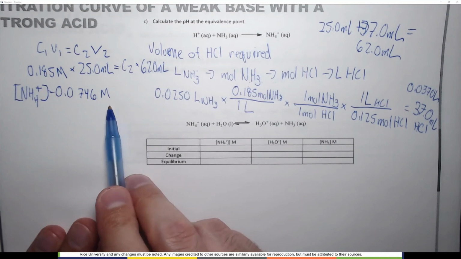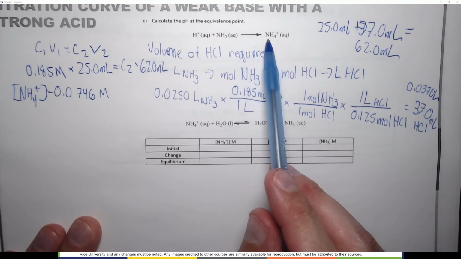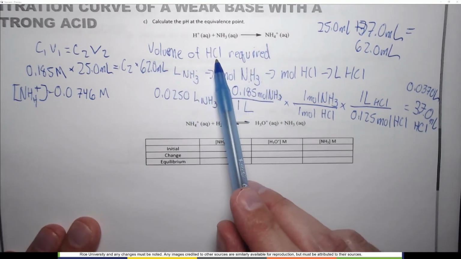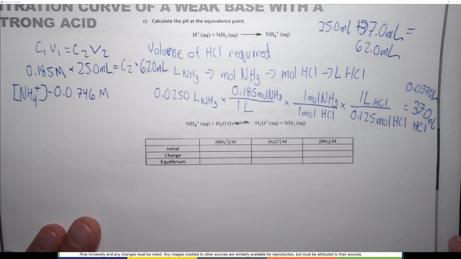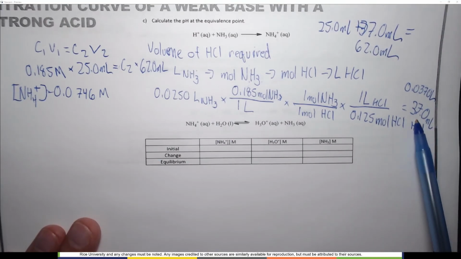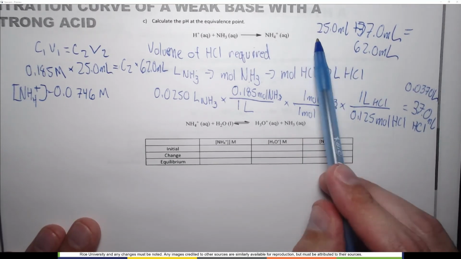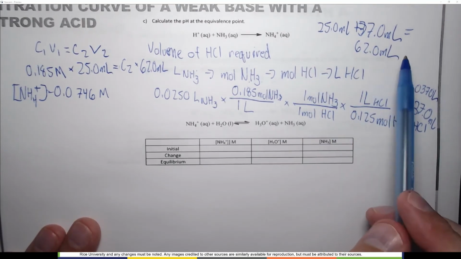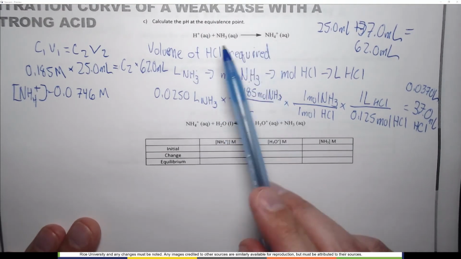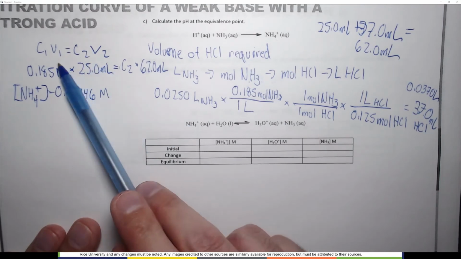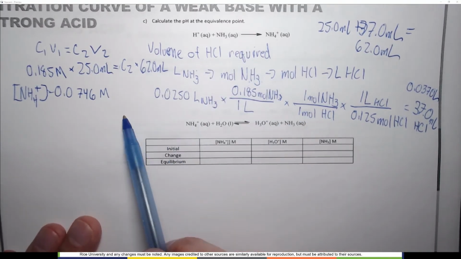0.0746 molar. So, to review what we've done so far, the first thing we did was we figured out how much HCl we had to use to reach the equivalence point by doing stoichiometry. Once we figured out how much HCl we had to use, we added that volume to the volume of NH3 that we started with to find the total volume. Realizing that all the NH3 is converted into NH4 plus, we found the concentration of NH4 plus using the dilution equation. There are, of course, other ways to do this.